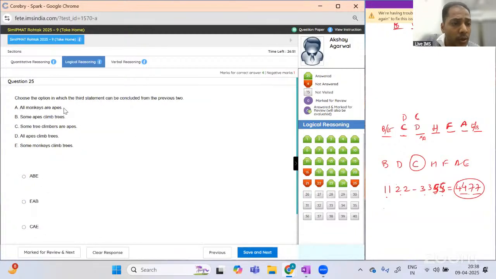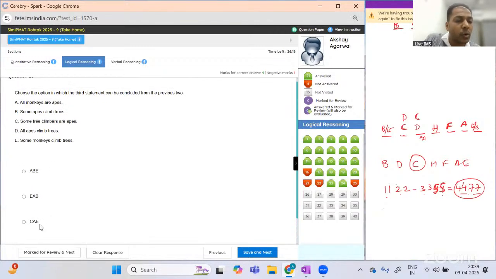Answer option 2. Choose the option that has been concluded from the previous two. All monkeys are apes. Some apes climb trees. Some tree climbers are apes, not necessarily. EAB. Some monkeys climb trees. All monkeys are apes. Some tree climbers are apes. Yes, I think this makes sense. CAE, if I check, some tree climbers are apes. All monkeys are also apes. No.